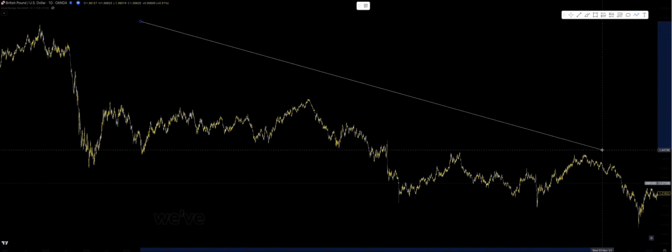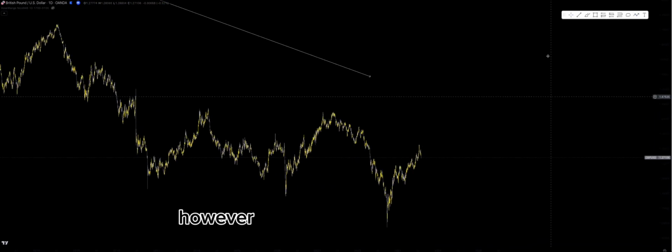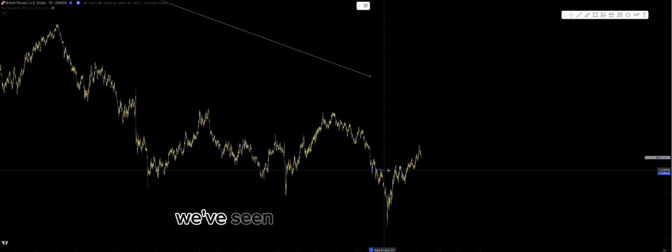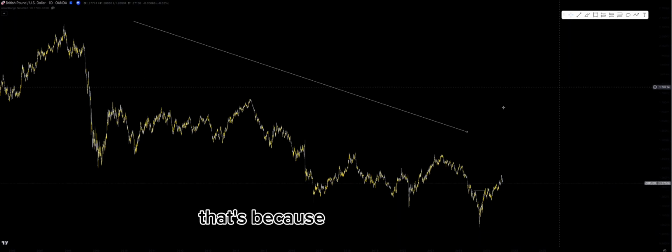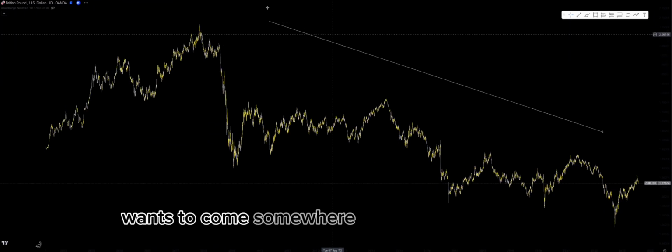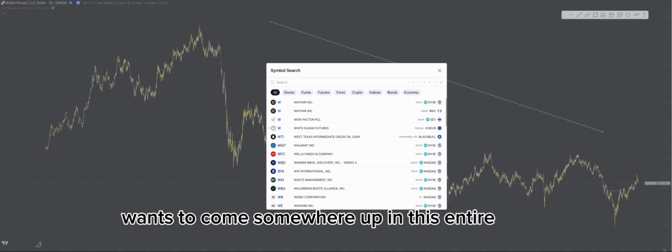Overall, clearly bearish. We've been bearish for a very long time. However, if I go into price action now, we've just seen a weekly change of character, okay? Why are we seeing a weekly change of character? That's because price potentially wants to come somewhere up in this entire range.